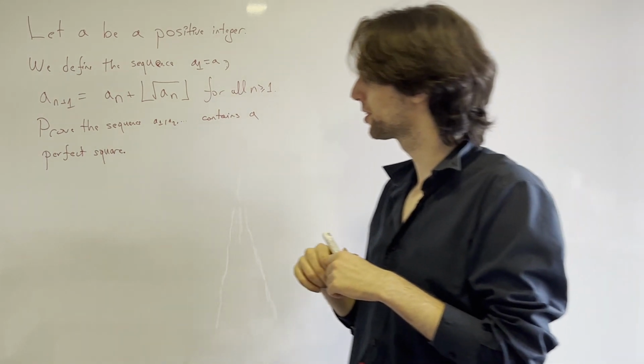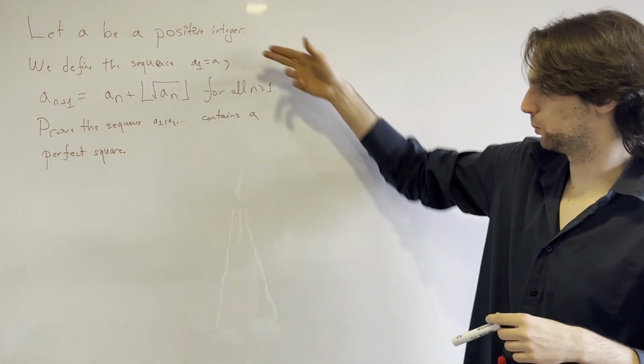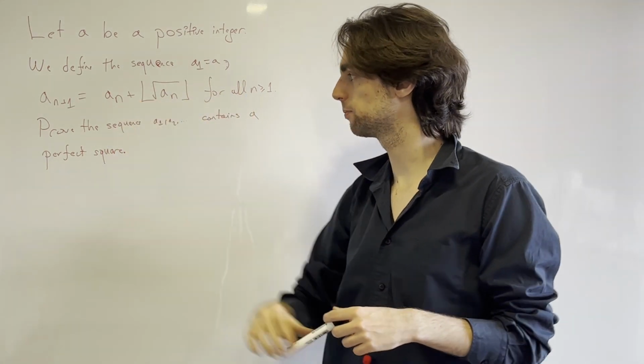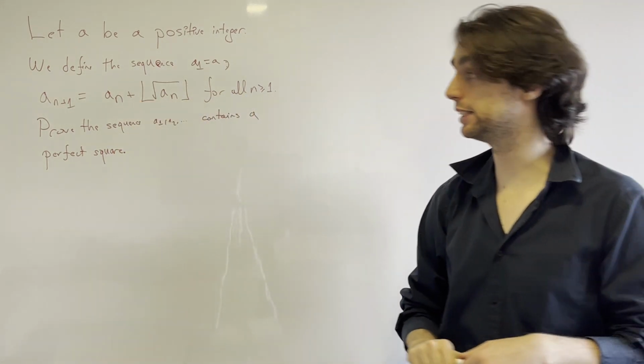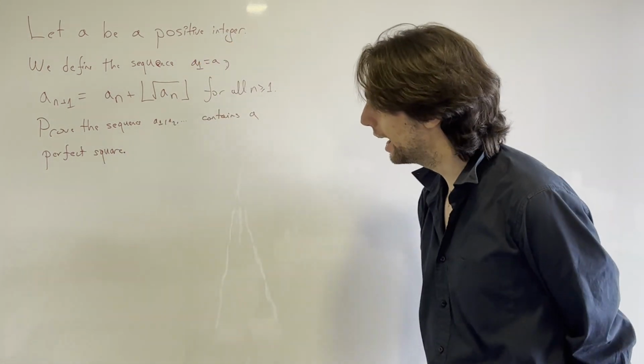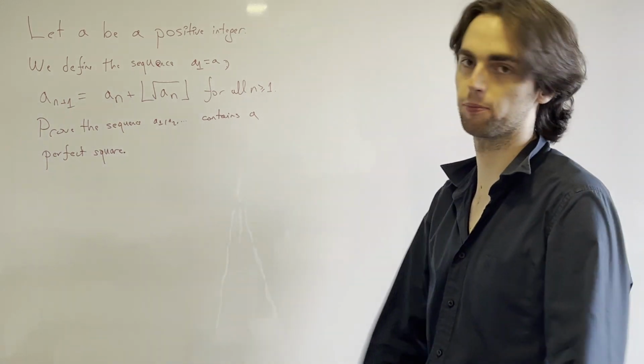So what do we have? We have the sequence defined by, first we have some integer, that's the beginning, and then we keep iterating this. And we need to show that the sequence will contain a perfect square at some point. So let's see, how do we do this?